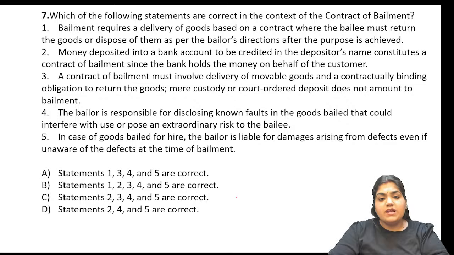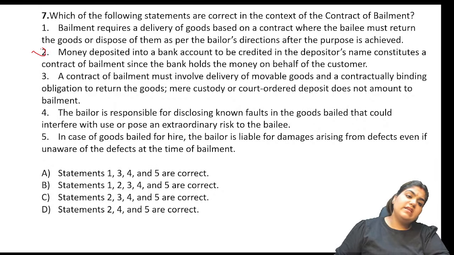Which of the following statements are correct in the context of contract of bailment? Bailment requires a delivery of goods based on the contract where the bailee must return the goods and dispose of them as per the bailor's direction after the purpose is achieved. Correct. Statement number 2. The money deposited into the bank account to be credited in the depositor's name constitutes a contract of bailment. No, it is the contract of debtor and creditor, not of a bailee and a bailor. Statement number 2 is incorrect.